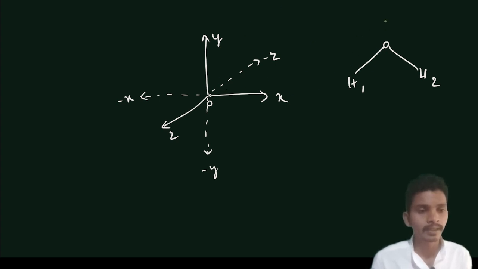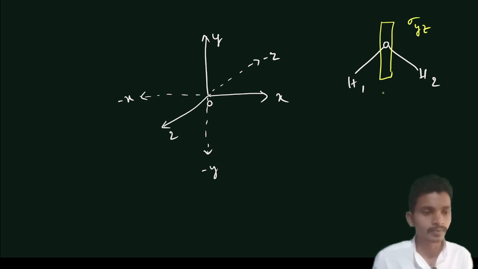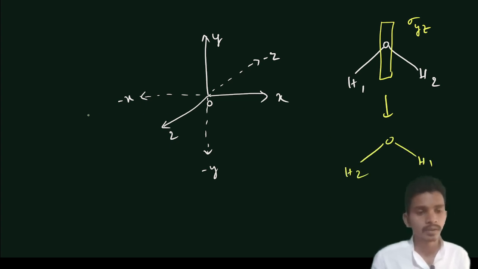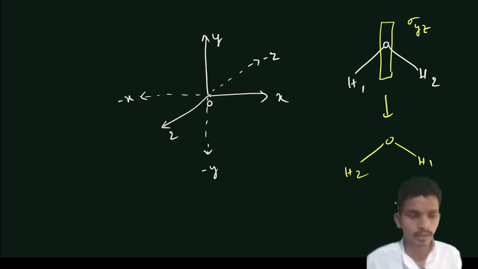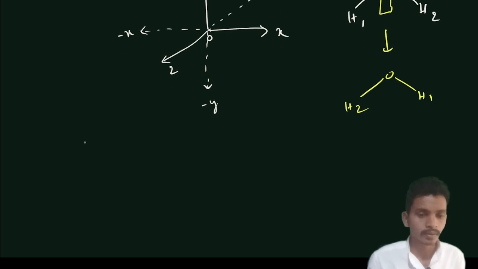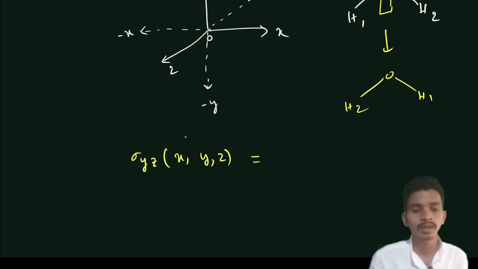Now if I apply any of these to the molecule, let's say sigma yz. So if you do the sigma yz, this will get interchanged. Okay, so now what I'm going to discuss is, whenever you are applying that sigma with yz, and if you have x, y and z, then what things will be changed.